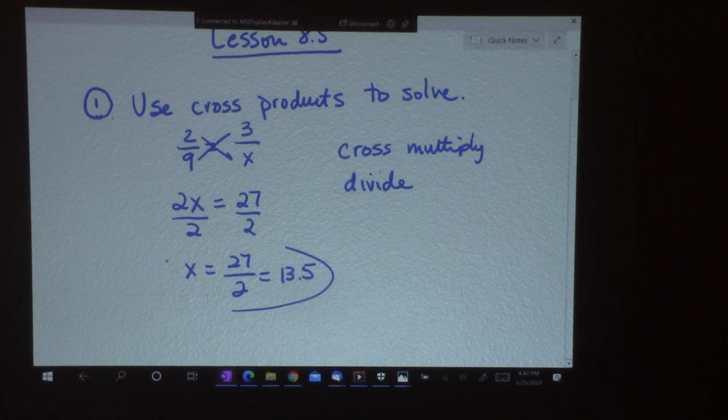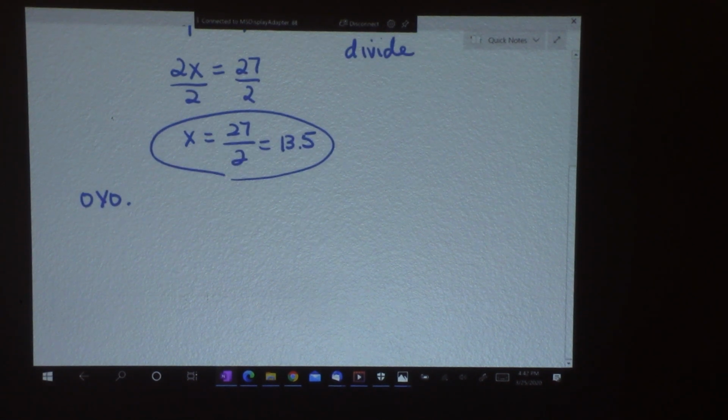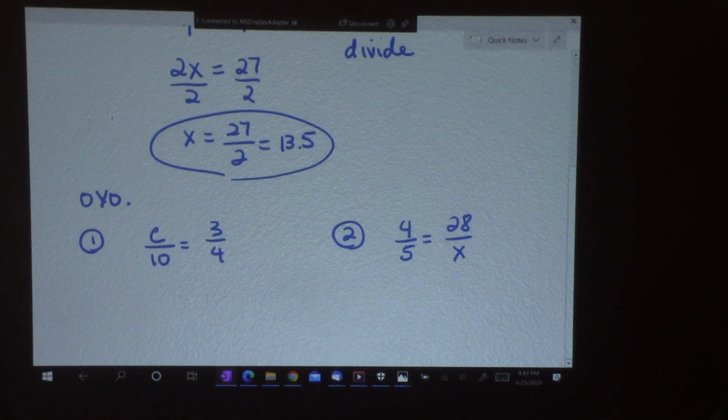You guys should be good doing that, so I'm going to let you do a couple on your own, and then we'll come back in a minute. So here's number 1: c over 10 equals 3 over 4. And number 2: 4 over 5 equals 28 over x. You can pause the video here and go ahead and do those problems. I'll just keep going in just a moment.